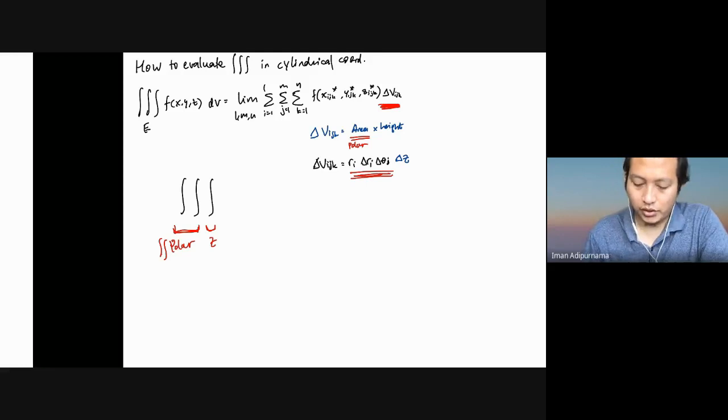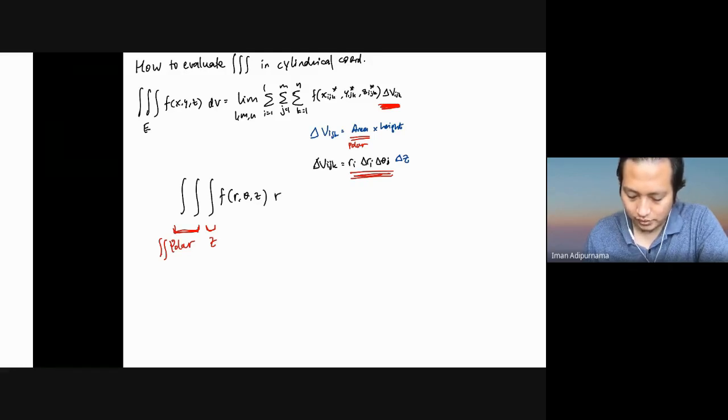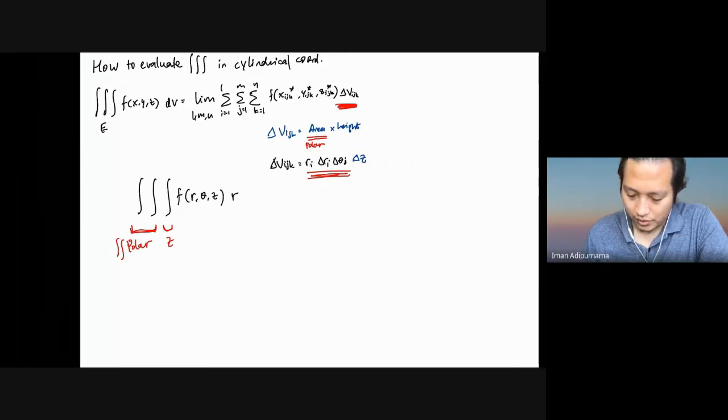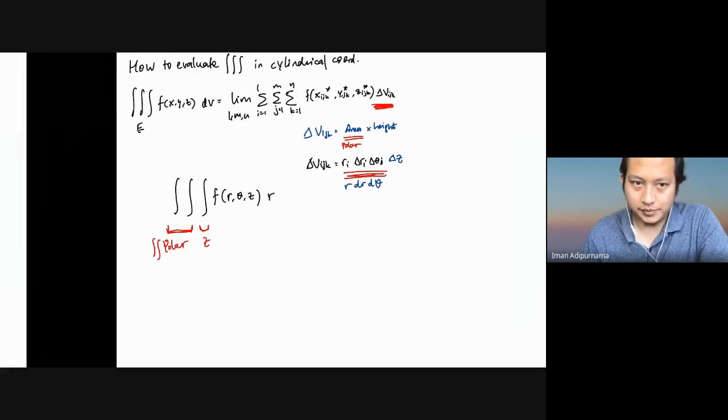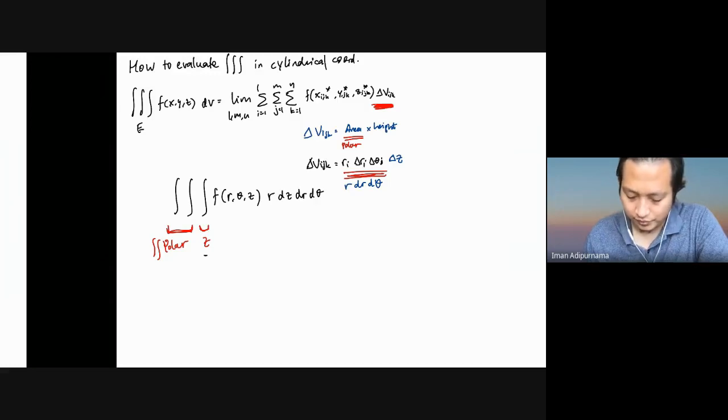So what we are going to write, we will have the function of r, theta, z, and then we will have r. This usually becomes r dr d theta, but here we will write r because it's z first. We write dz and then r d theta. The rest, like the r d theta here, is the same as in polar. So this will be theta here, and this will be r, the second one.